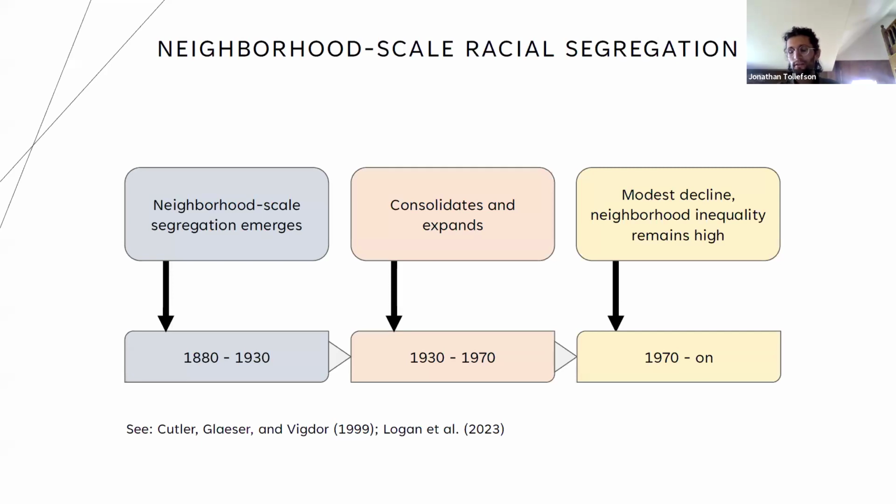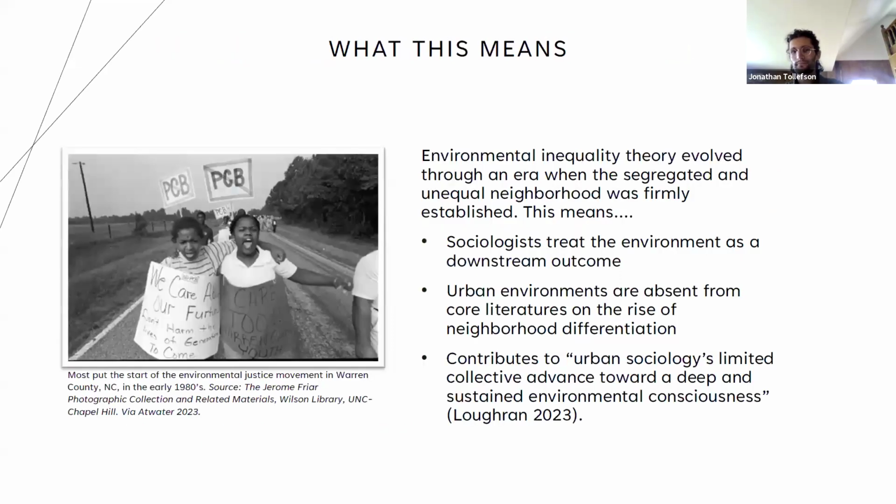Neighborhood scale segregation peaked alongside the rise of the environmental justice paradigm in the 1970s and 1980s, and remains, of course, a really key structure shaping urban inequality today. But it really wasn't until that form of spatial inequality had solidified into what Massey and Denton called this near-apartheid structure that sociologists started to turn their attention to urban environments in a sustained way.